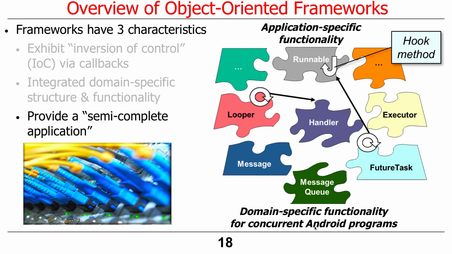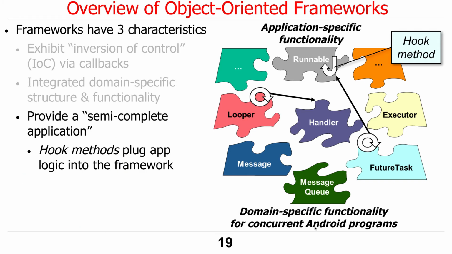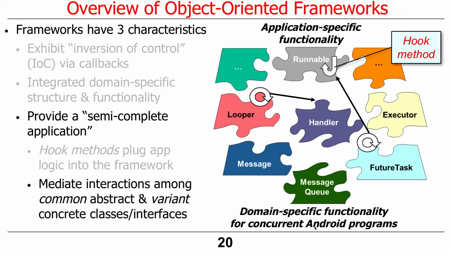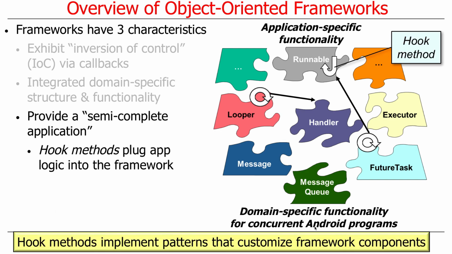And the way that that works in frameworks is by things called hook methods. And a hook method is basically a means of being able to plug application logic into the framework. Very specifically in the context of Android and Java, hook methods are usually, though not always, going to be implemented as virtual methods. So you'll have a virtual method. And what these do is they mediate interactions between common abstract classes and variant concrete classes. I'll talk more about that in a second.